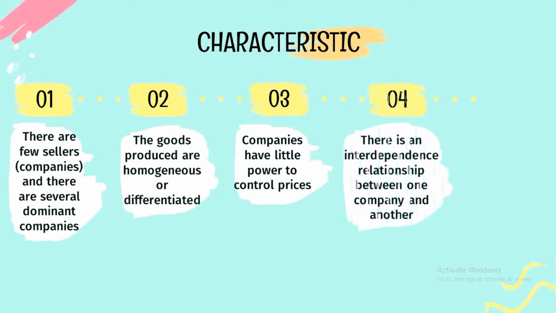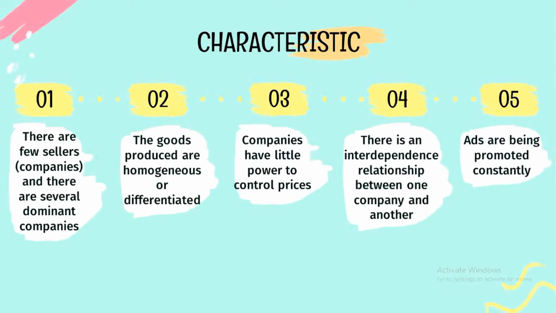Number 4, there is an interdependence relationship between one company and another. The more homogeneous a product is, the bigger the dependence on policies carried out by the dominant company in the market regarding price. Number 5, ads are being promoted constantly.